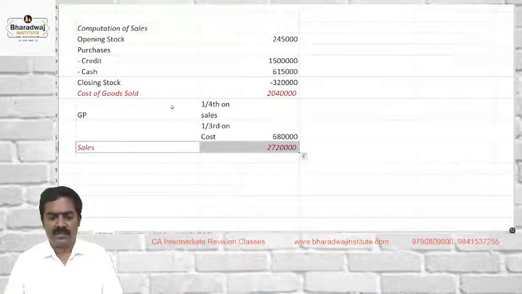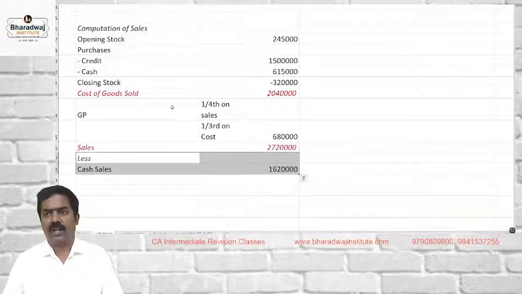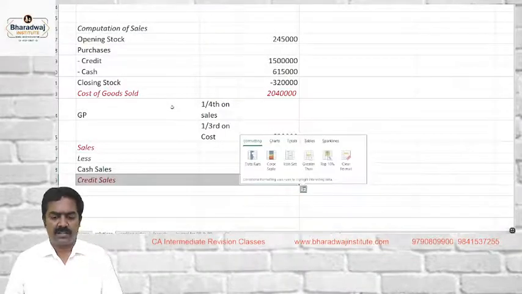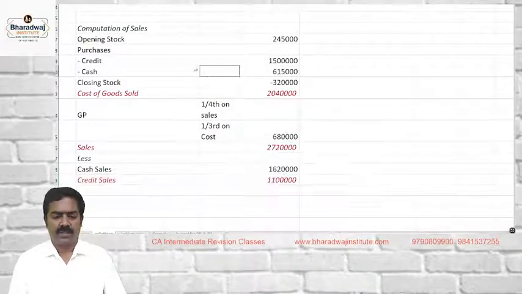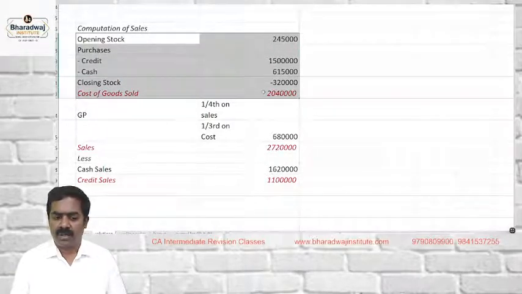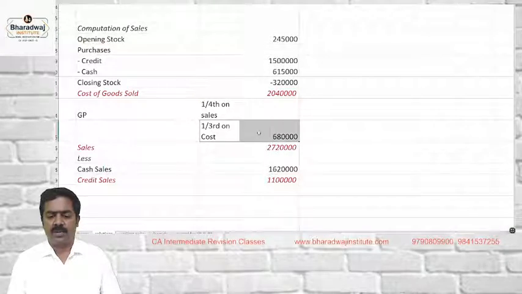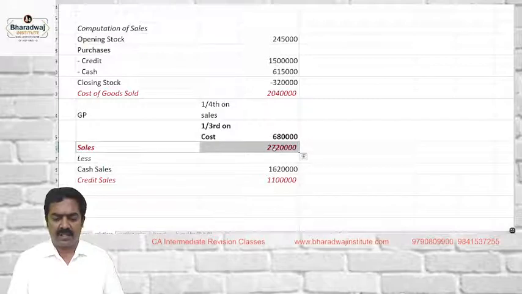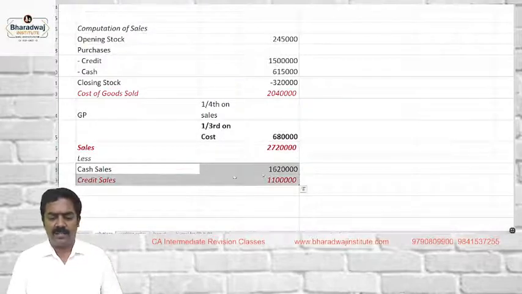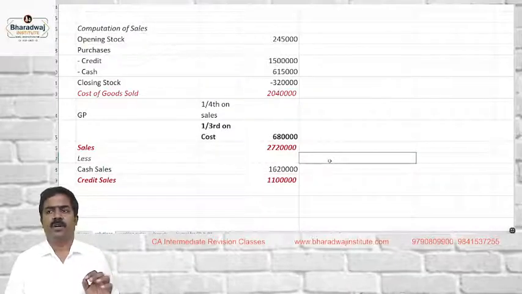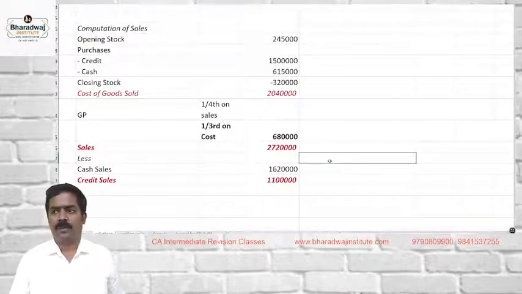How much is the cash sales? Is it given? 16 lakh 20,000 is cash sales. Balance? Yes, 11 lakhs is credit sales. Opening stock plus purchases minus closing stock gives us cost of goods sold. 1/4 on sales, so it will be 1/3 on cost. That is your gross profit. Total sales is 27 lakh 20. Eliminate cash sales, you get which one? Credit sales. After this, you can prepare which account? Debtors account. You can prepare debtors account.